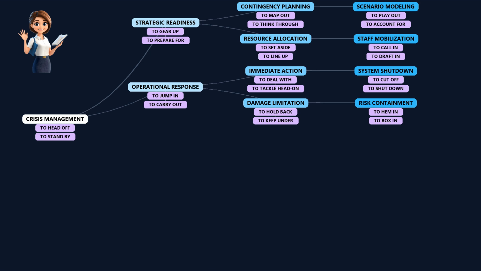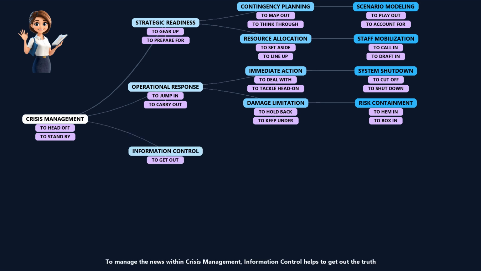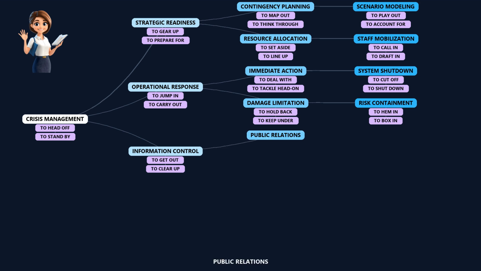Information control. To manage the news within crisis management, information control helps to get out the truth and clear up any rumors. Effectively, we are talking to the world to make sure they know exactly what is happening. Public relations. Public relations is a foundational part of information control used to put across our message and speak up for the company. In other words, we are explaining our actions to the people watching us on the news.